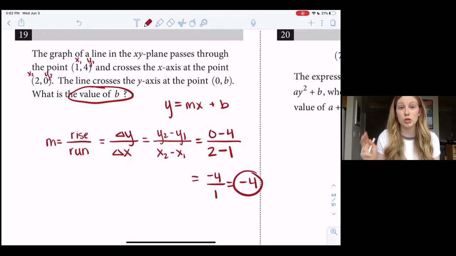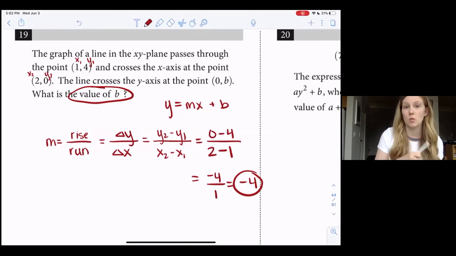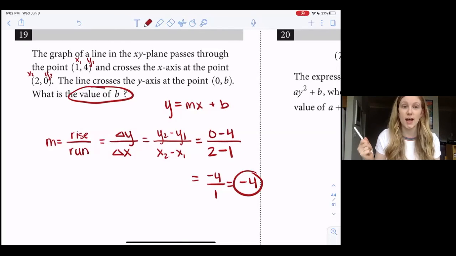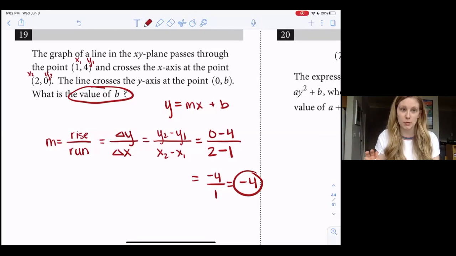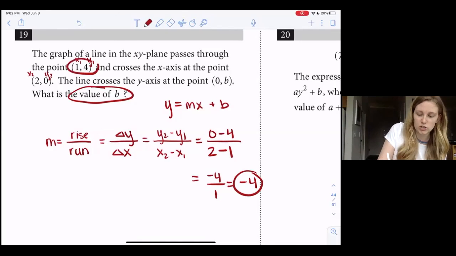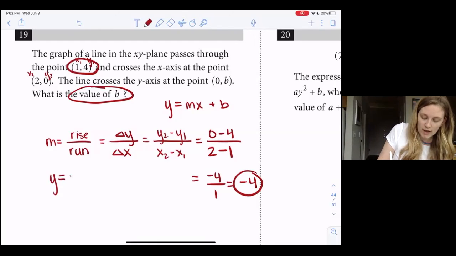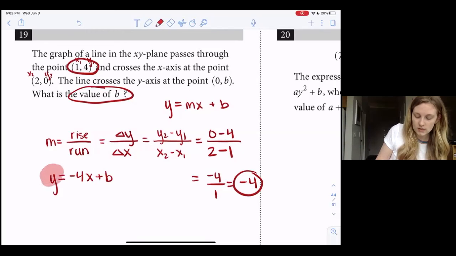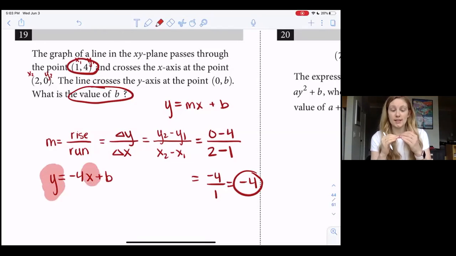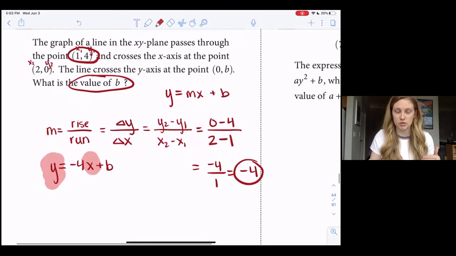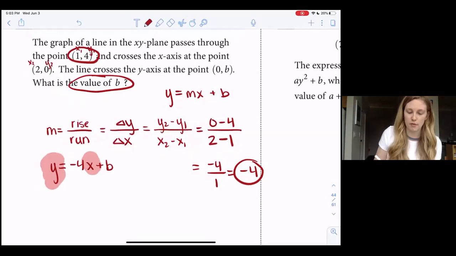So we go to step 2, which is now to plug in one of the points into the line equation and solve for b. Okay, so you can choose either point. It doesn't matter which one. I'm going to use this first one, the 1, comma 4. So right now my line equation is y equals negative 4x plus b. Well, this y and x, we can put in any coordinates of a point that's on this line in for those variables. So like I said, I'm going to use this 1, comma 4.